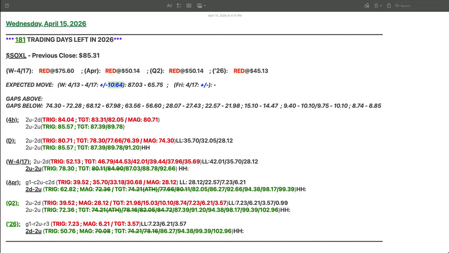The market maker's expected move from the close on Friday was plus or minus $10.64, giving us an expected range of 87.03 to 65.75. We're in blue sky territory already, so no gaps above, but there are quite a few gaps below, including a pretty big one down here at this $63 to $56 level. So just keep those in mind.